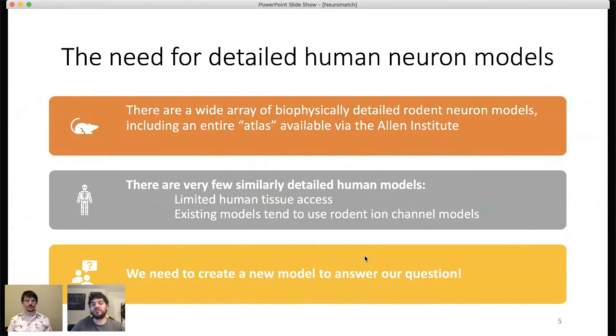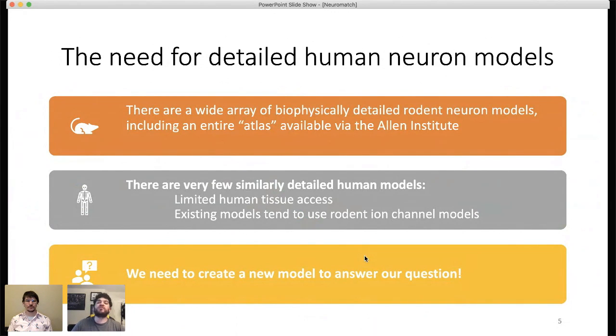Which makes sense because we're obviously limited to the patients coming in for surgery and the capacity to take that tissue and do experiments on, which isn't as widespread. The other thing we notice is that most existing human neuron models make a lot of assumptions based on the rodent literature, and a bunch of necessary assumptions based on the rodent literature.